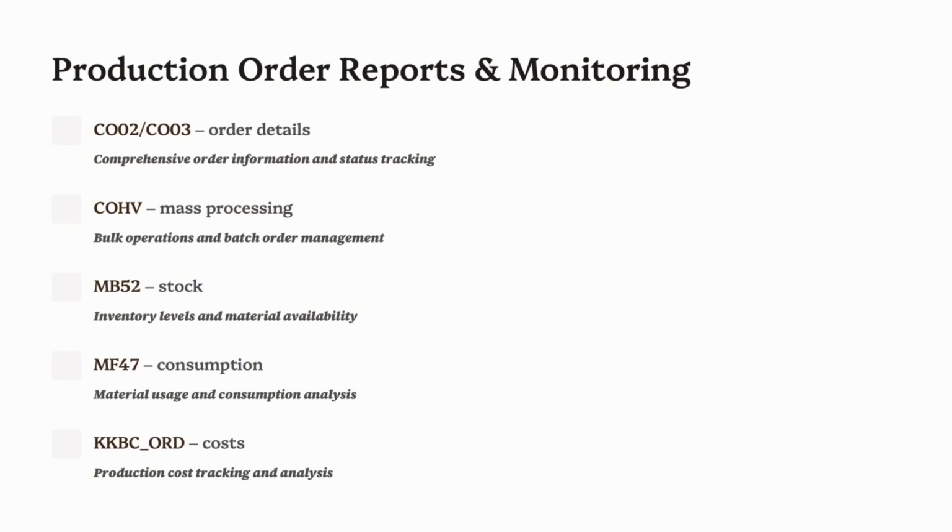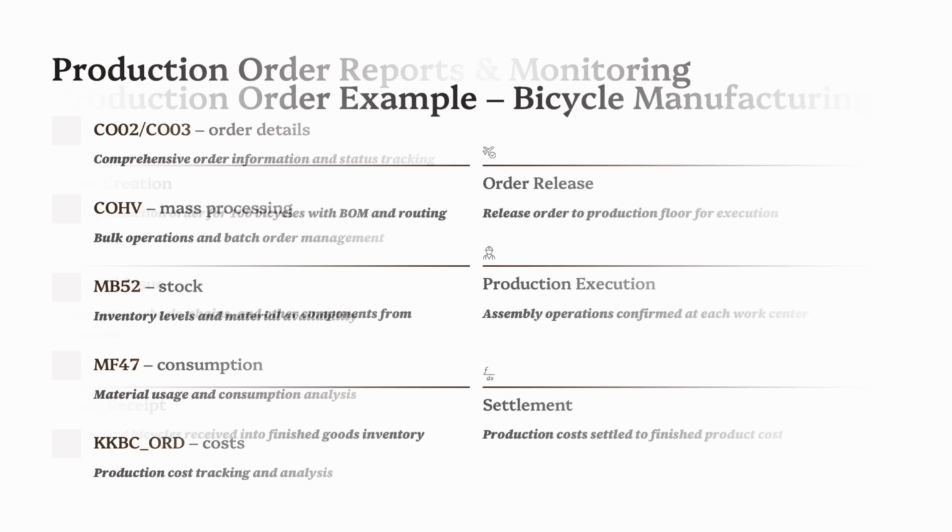MF47. Analysis of planned versus actual consumption. Helps compare expected versus actual material usage. KKBC_ORD. Cost report for production orders. Detailed breakdown of actual versus planned costs. These reports help planners, production managers, and finance teams track order status, identify bottlenecks, and ensure accuracy in both materials and costs. Monitoring ensures production stays efficient and any deviations are corrected quickly.